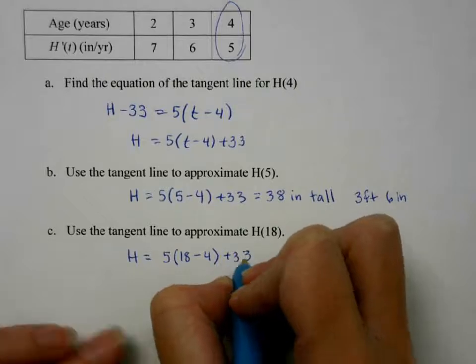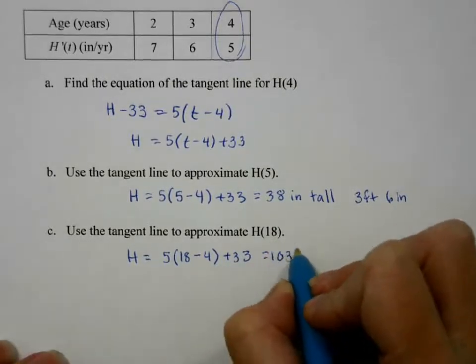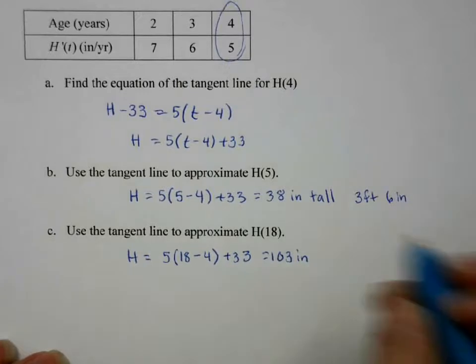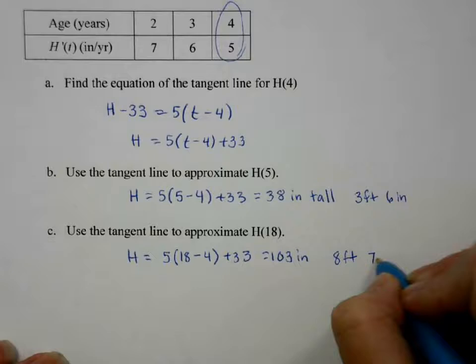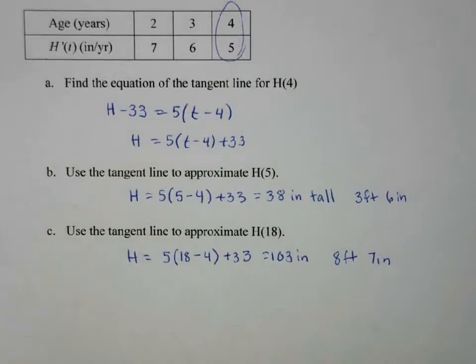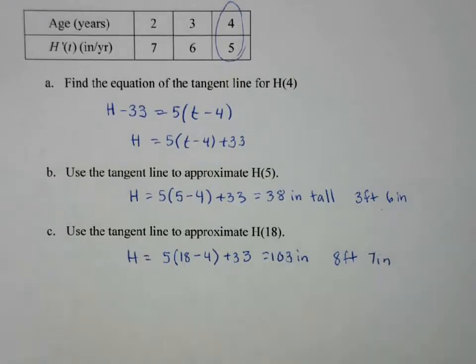Okay, if we do this, you get 103 inches, which is 8 feet 7 inches. So I want to use this to illustrate that, yeah, this is probably a reasonable prediction. My daughter being 8 feet tall, not reasonable.